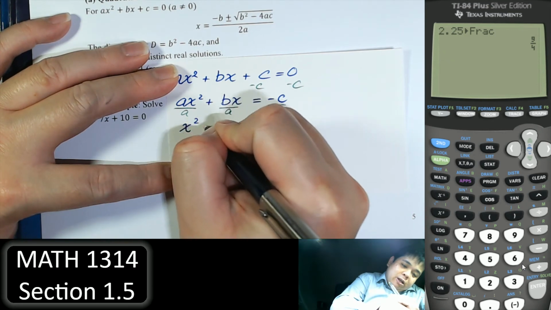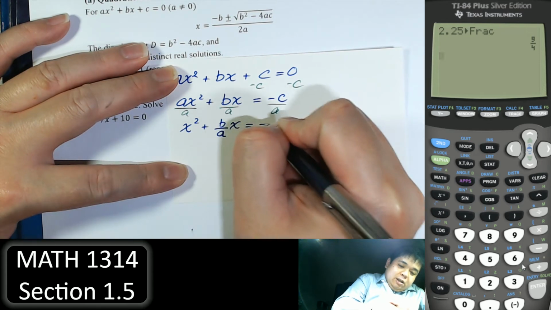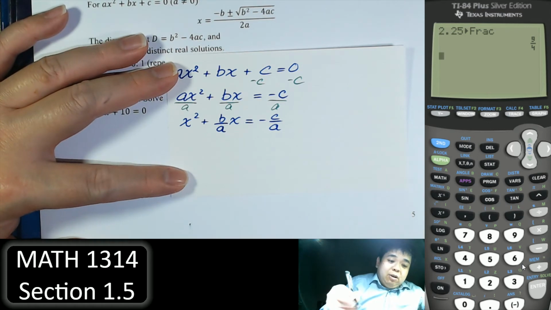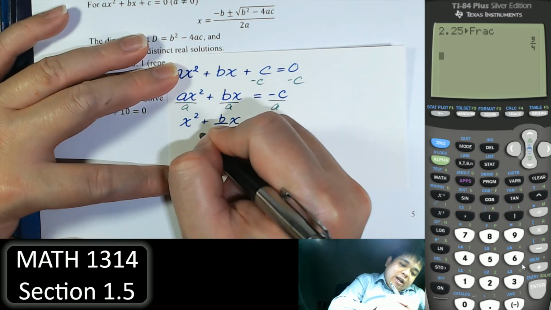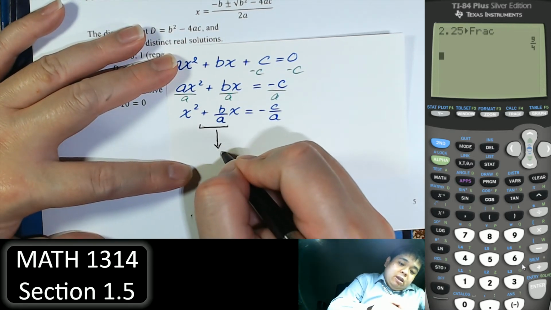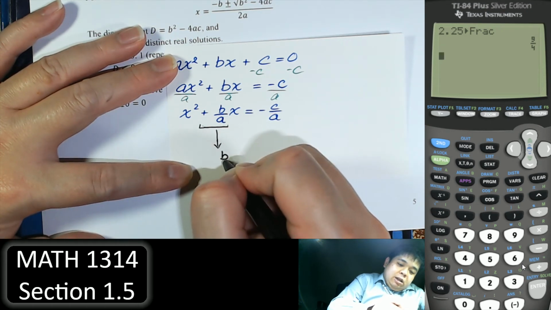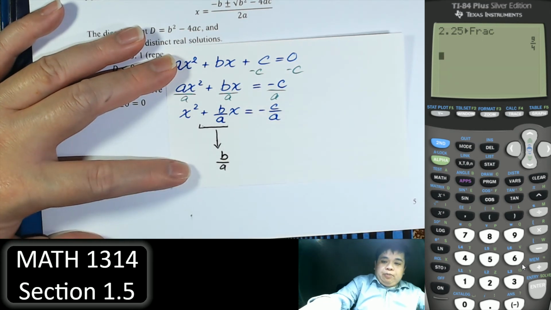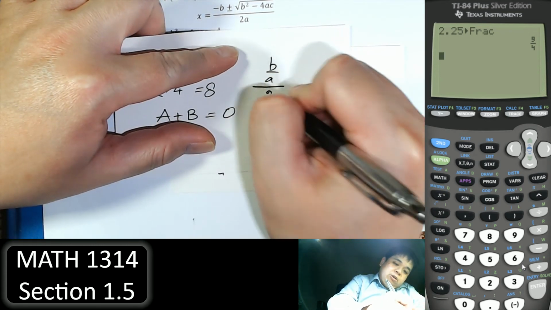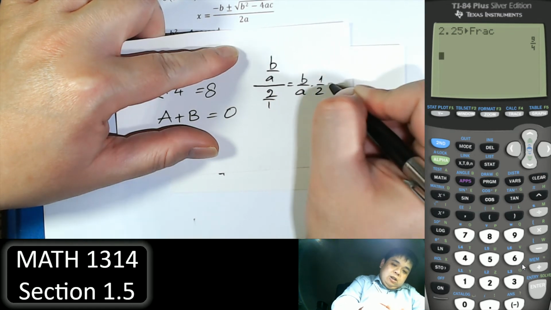So we have x squared plus b over a x equals negative c over a. What we do next is take half of the middle term, square half of that, and add it to both sides. So we have b over a divided by 2, or over 1, multiply by the reciprocal. So that's just b over 2a.